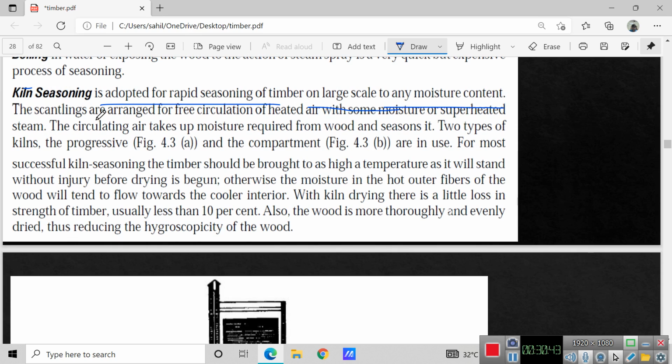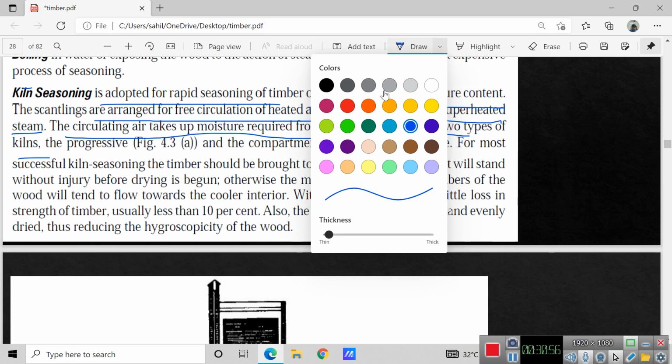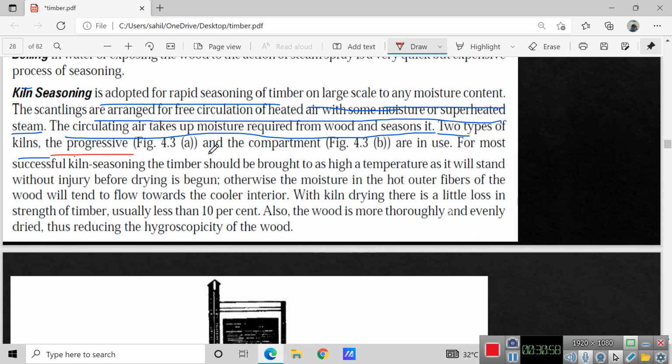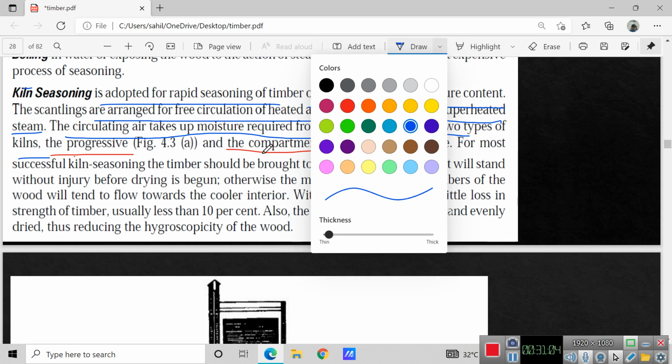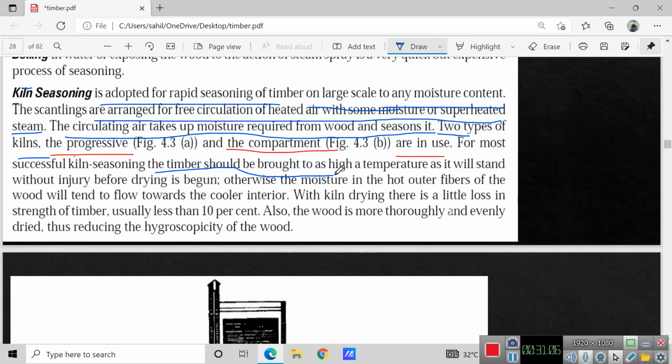The scantlings are arranged for free circulation of heated air with some moisture or superheated steam. The circulating air takes up the moisture from the wood, which is thus seasoned. Two types of kiln are present, that is, the progressive and the compartment kiln. For most successful kiln seasoning, the timber should be brought to as high a temperature as it will stand without injury before drying is begun. Otherwise, the moisture in the hot outer fibers of the wood will tend to flow towards the cooler interior. With kiln drying, there is a little loss in strength of timber.